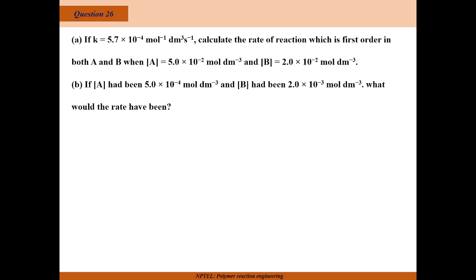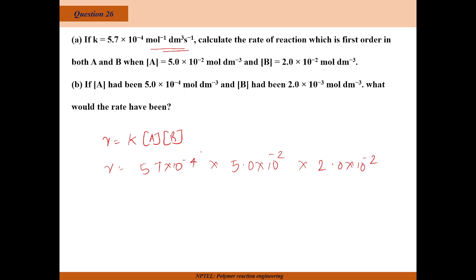I think this is also equally simple. We can write R as K into A and B, as it is said that both are first order. And we are provided with values of everything. K is 5.7 into 10 to the power minus 4, and this is the unit. And A is given as 5.0 into 10 to the power minus 2, and B is given as 2.0 into 10 to the power minus 2. We will take care of the whole unit part later.